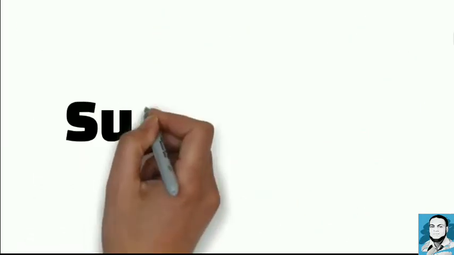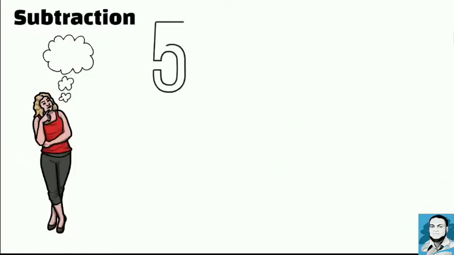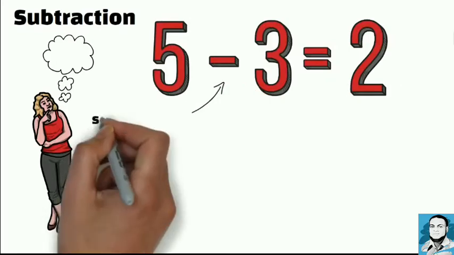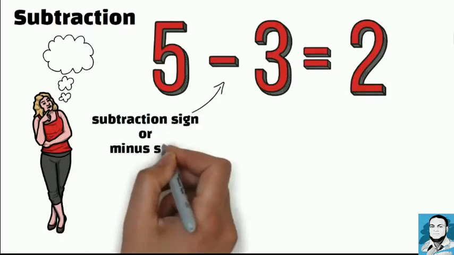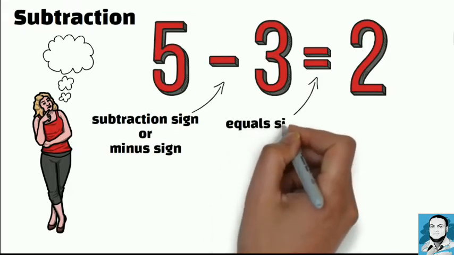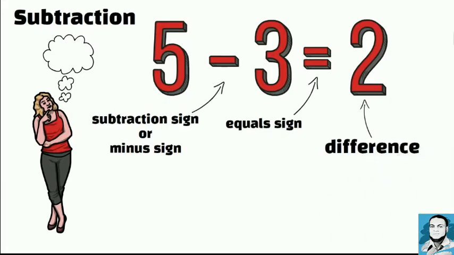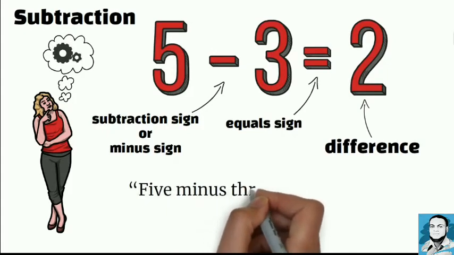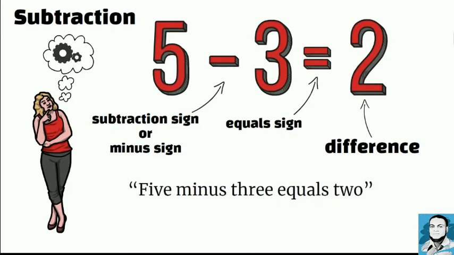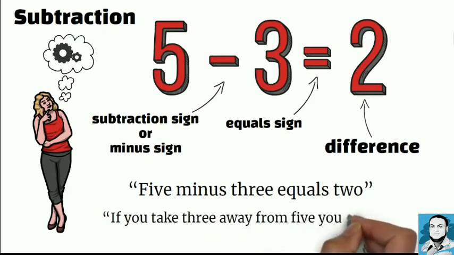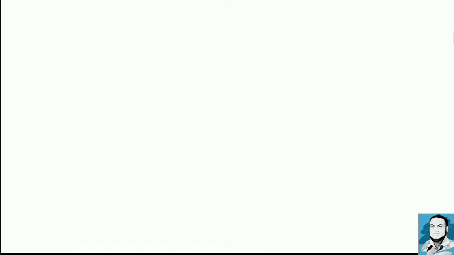Let's now move on to subtraction. The symbols used here are the subtraction sign or the minus sign, and again the equal sign. The result of a subtraction equation is called a difference. We read the whole equation like this. 5 minus 3 equals 2. Or if you wanted to explain this to someone, you could say, if you take 3 away from 5, you get 2.